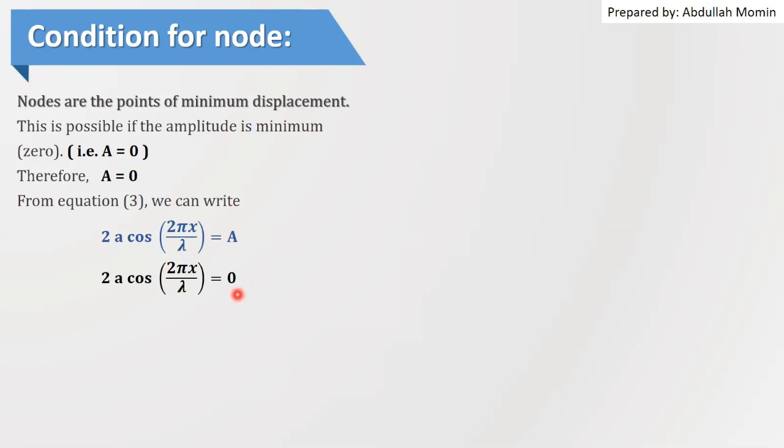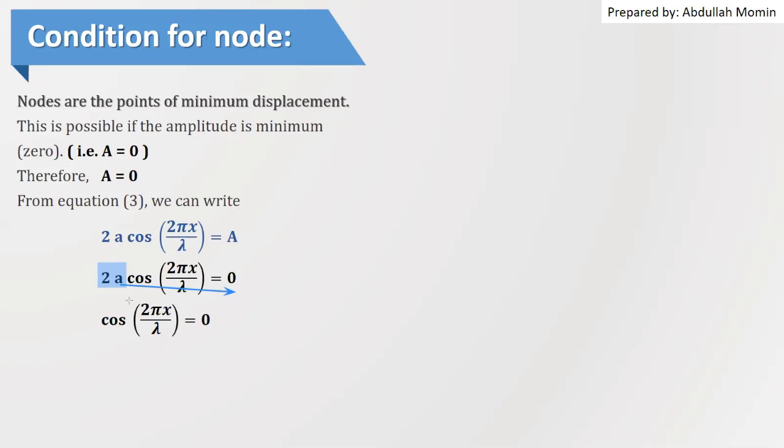So we are going to put A is equal to 0, and from equation 3 we can write 2a cos 2 pi x upon lambda is equal to A, and instead of A we are going to put 0, because we are discussing the condition of a node, and a node is nothing but minimum displacement. That means amplitude should be minimum and it should be 0. So if on the right hand side we are getting 0, this 2a is in multiplication on the left hand side; when it goes to the other side of the equation, it divides 0, and the whole term, that means cos 2 pi x upon lambda, can be written as 0. So the next term is cos 2 pi x by lambda is equal to 0. And we are getting cos of this bracket is 0.